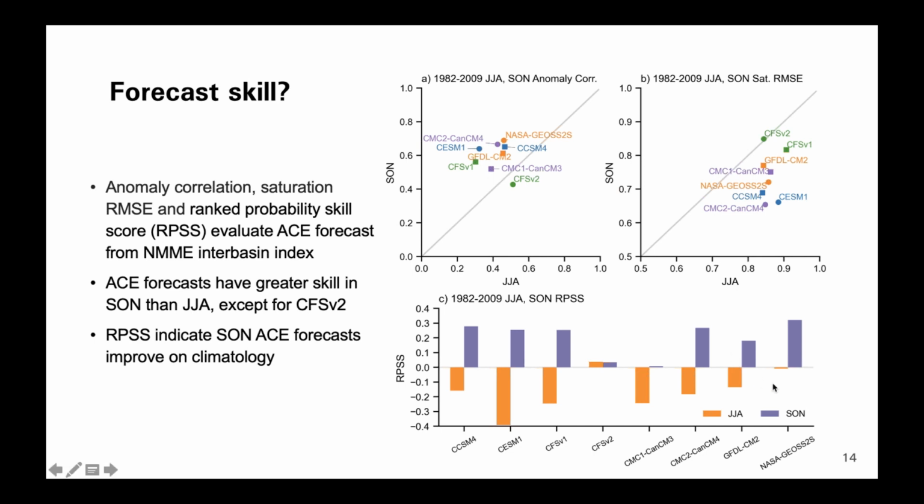Finally, SON forecasts are faring much better in the deterministic skill metrics, especially those from the CMC2 CAN CM4, the CSM1, and the CCSM4 models. All these models have a strongly positive RPSS value in SON as well, the most skilled being CCSM4.